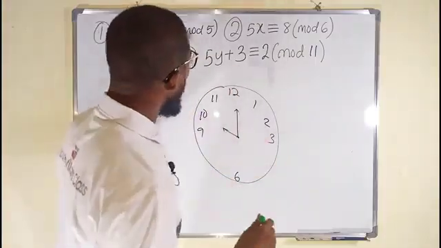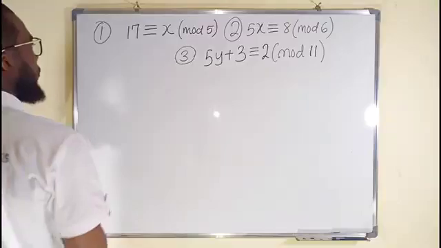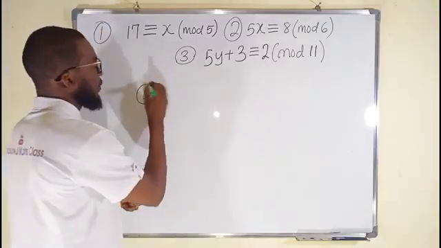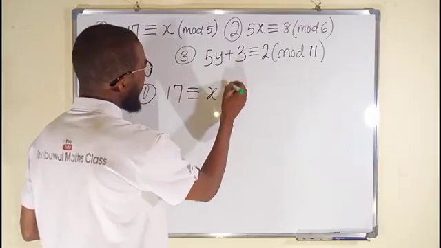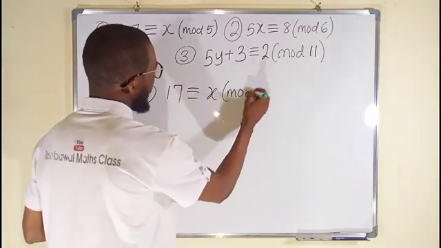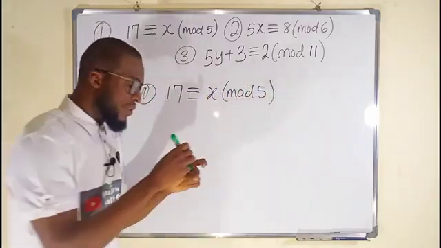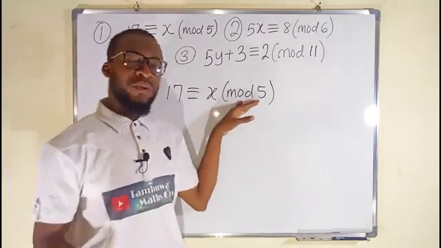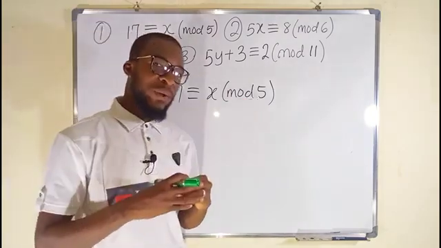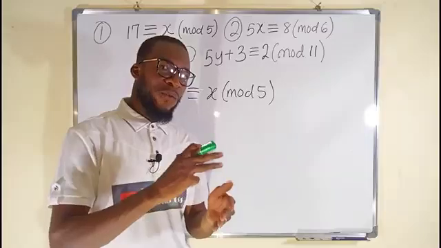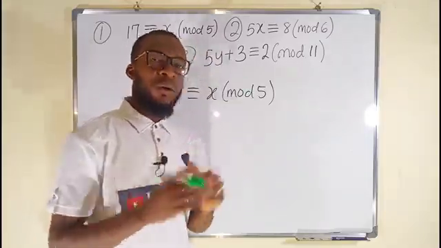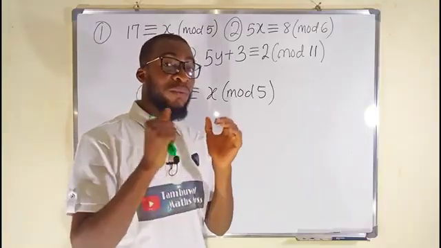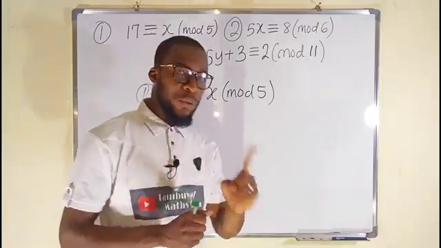So now let us consider these three problems. The first one, we have that 17 is equivalent to a certain number, but in mode 5. What does this mean? It means that we are now talking about bundles of 5. 1, 2, 3, 4, 5. You recount all over again. 1, 2, 3. All the counting will be based on 5, which is a complete bundle.